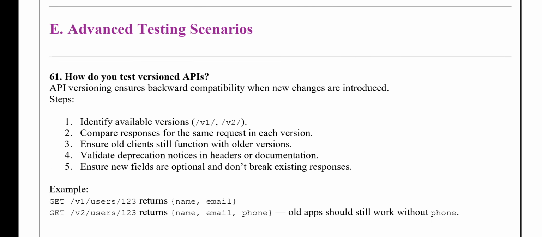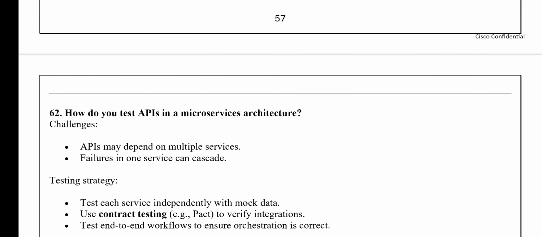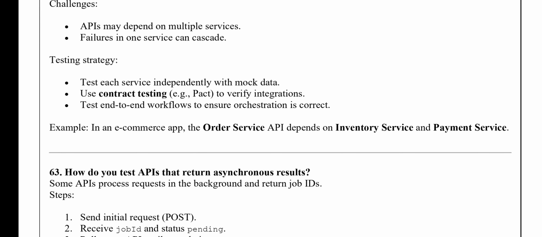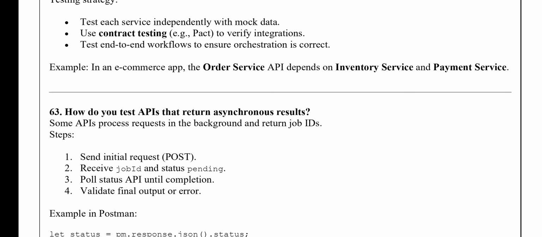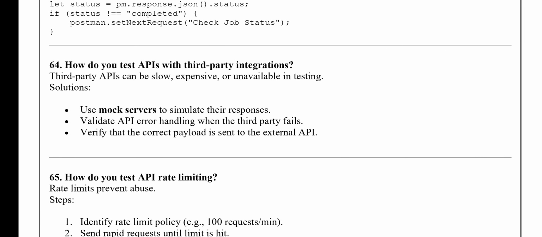And in the next section, we have talked about the advanced testing scenarios. How do you test versioned APIs? How do you test APIs in a microservices architecture? How do you test APIs that return asynchronous results? How do you test APIs with third-party integrations?